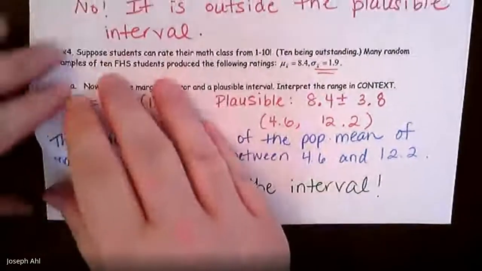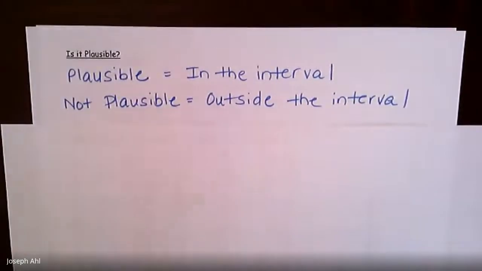Okay, the last question here is really just one more for practice, so we'll get to that in a moment. We've already talked about what plausible means. If it's plausible, it's in the interval within 2 standard deviations of the mean. If it's not plausible, that means it's just outside the interval. So nothing too exciting there because we've already talked about that.